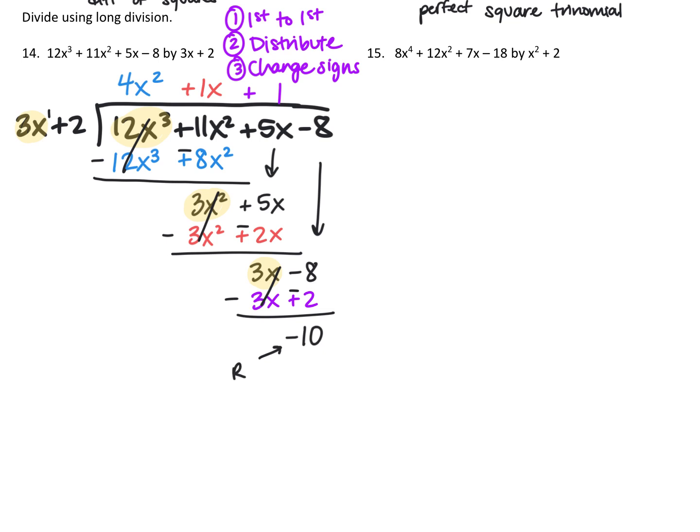And then we write our final answer. We take what's on the top here, and I'm going to rewrite it: 4x squared plus 1x, or just x, plus 1 with a remainder. So plus, remember, negative 10, that goes over the divisor, which is 3x plus 2.